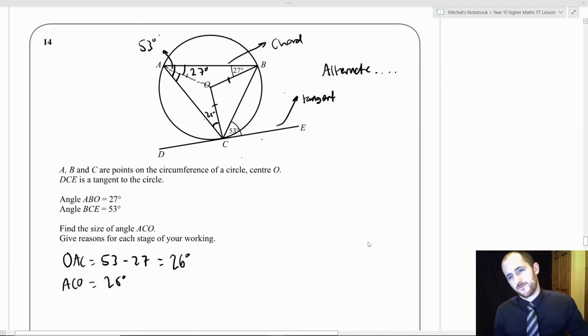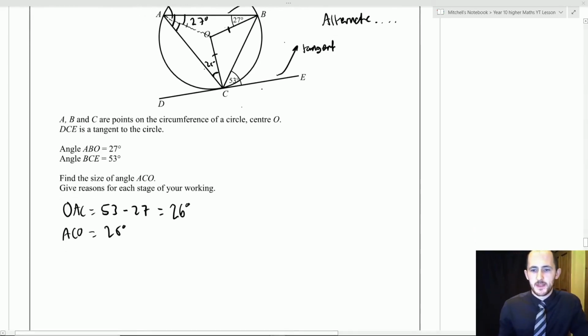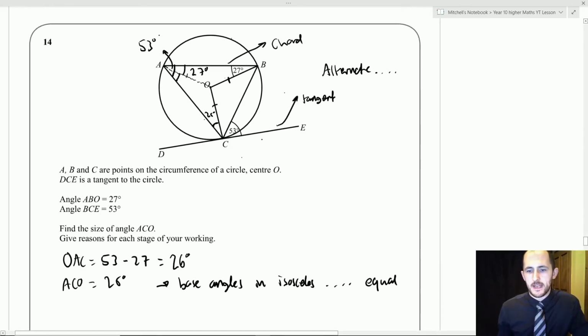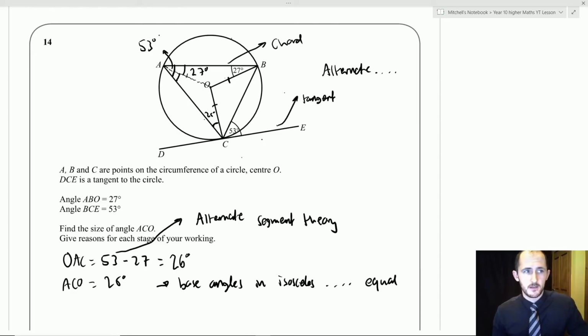But honestly, there's a lot of steps there. So for this last bit, the reason would be base angles in isosceles triangles are equal. And the other one before, when we said 53 degrees, we should say that that's the alternate segment theorem. The rest of it, we don't actually need to write reasons for, okay? We all okay with that? Any questions?